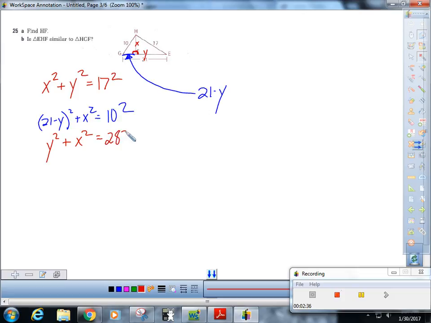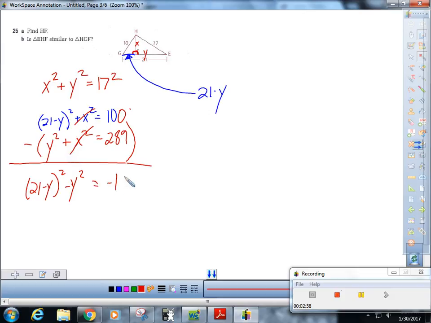What is 17 squared? Thank you. Okay, and while I'm here, I'm just going to write that as 100, and I'm going to subtract the entire thing. So I'm just going to rewrite it as 21 minus y squared minus y squared. Those are gone, right? Equals a negative 189. 100 minus 289.